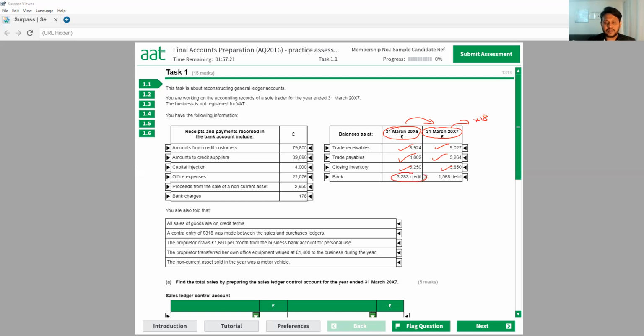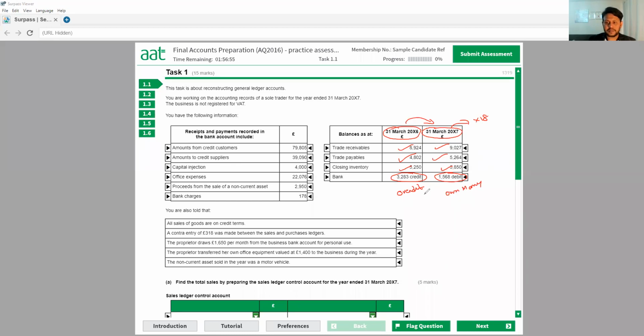Remember that bank credit means it is an overdraft. And on the year end 31st of March 17, we have a debit balance. This doesn't mean overdraft. This means it is our own money.